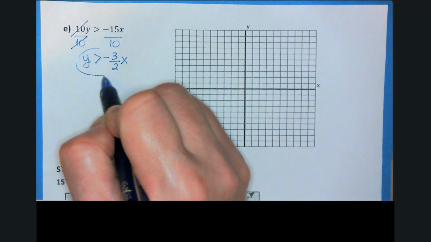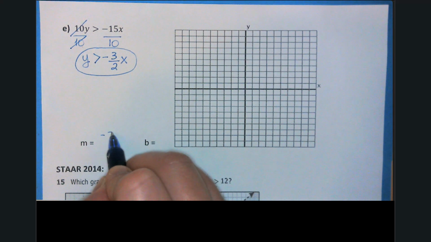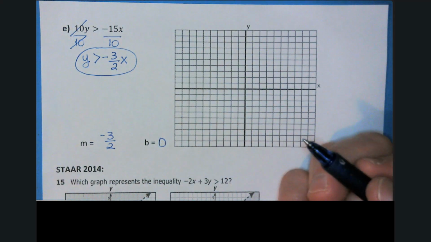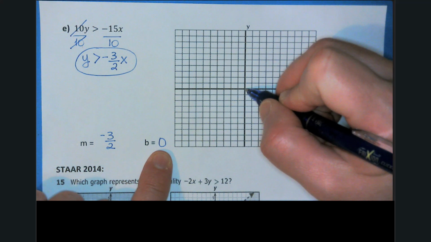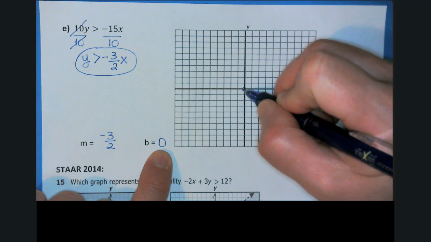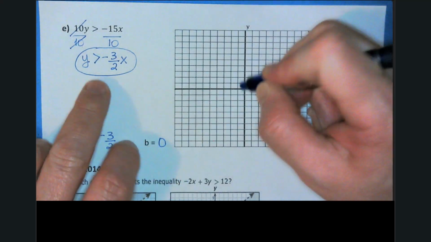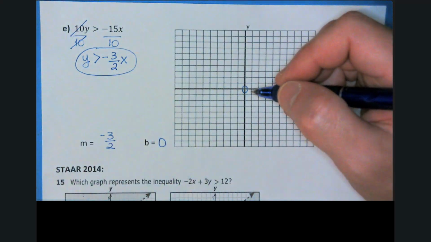My y is alone. My slope is negative 3 over 2, and my b is 0. Now I'm going to start at my y-intercept, which is 0 right there. And by the way, there's no dash, so that means my point is empty.